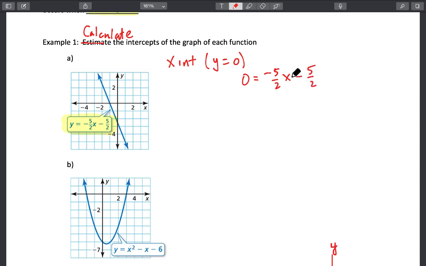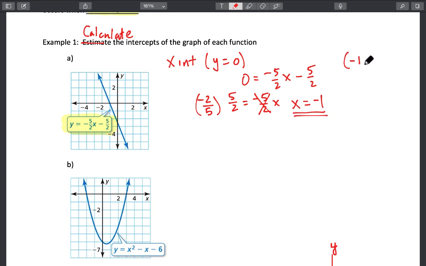Now we're going to move numbers across the equal sign and solve for x. So we're going to add 5/2 over to the left side. And now we get 5/2 is equal to negative 5/2 times x. Well, in order to get x by itself, we're going to multiply by the reciprocal, which would be negative 2/5. So multiplying both sides here by negative 2/5 will eliminate that coefficient in front of x and leave me with just x is equal to negative 10 over positive 10, which is negative 1. In other words, the x-intercept is negative 1.